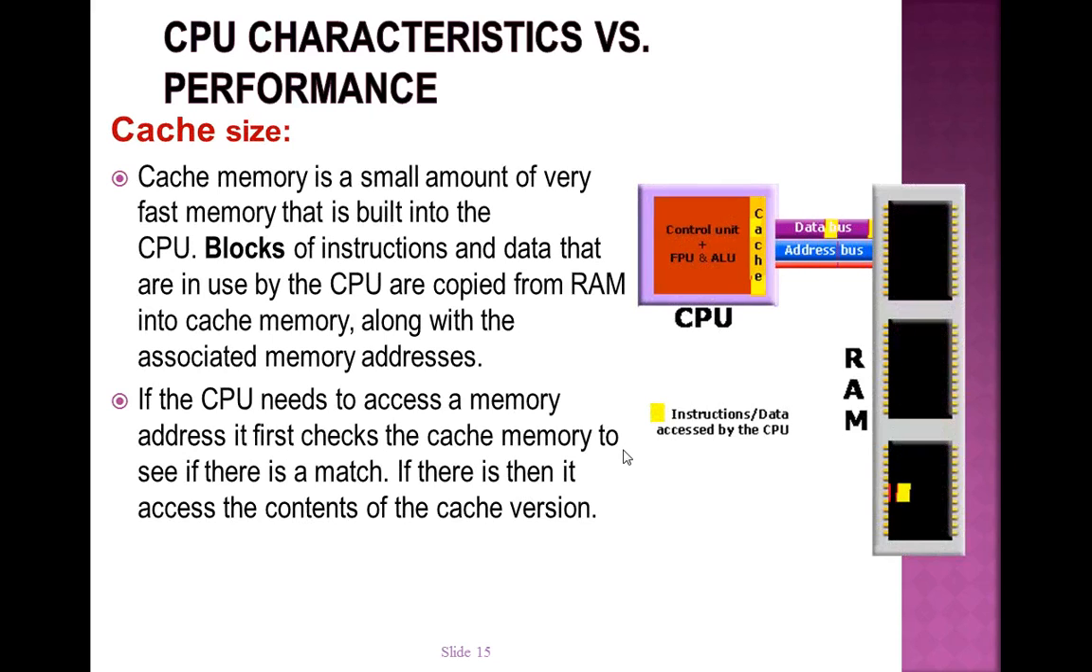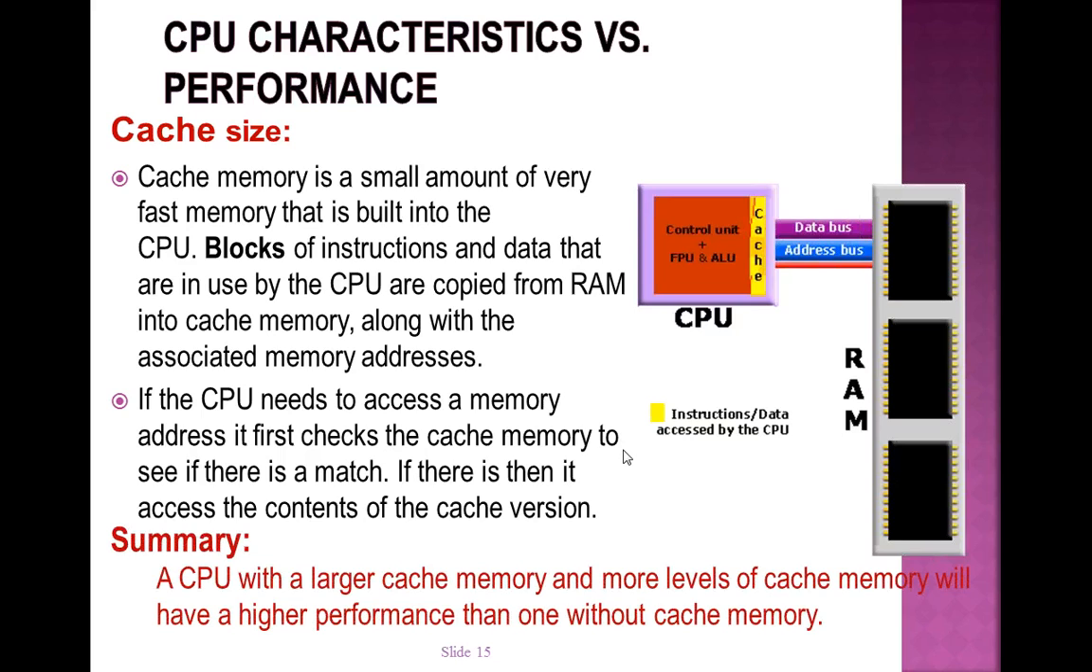This is the cache memory that lies between the CPU and the main memory, that is your RAM. A CPU with a larger cache memory and more levels of cache memory will have a higher performance than one without the cache memory.